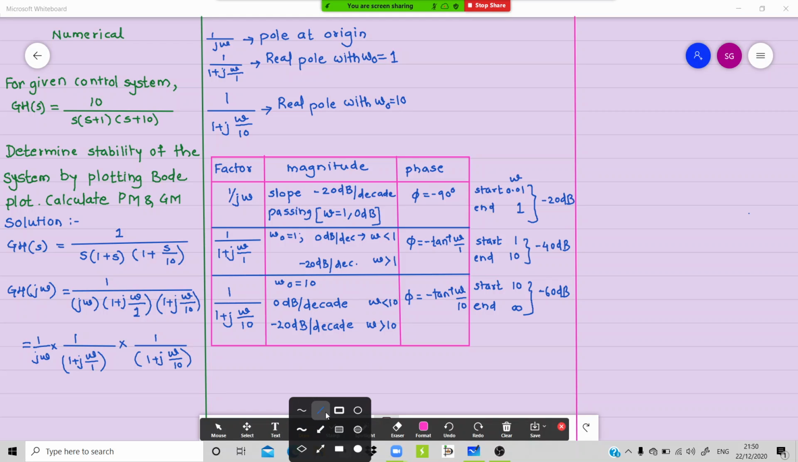Okay. So now we want to see, we did this thing for the magnitude plot, right? Fine. Now I'll go for the phase plot. Okay. So we'll go for the individual components. Let me number them 1, 2, 3, 4, 5.